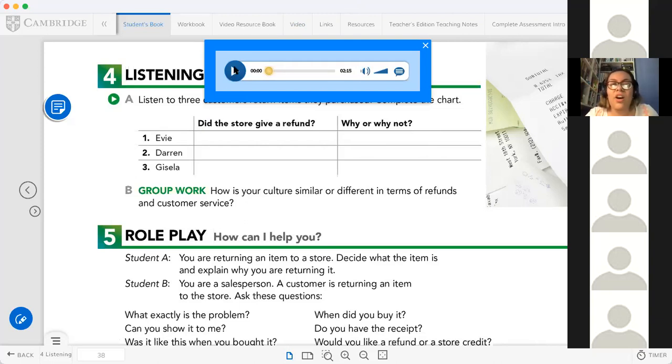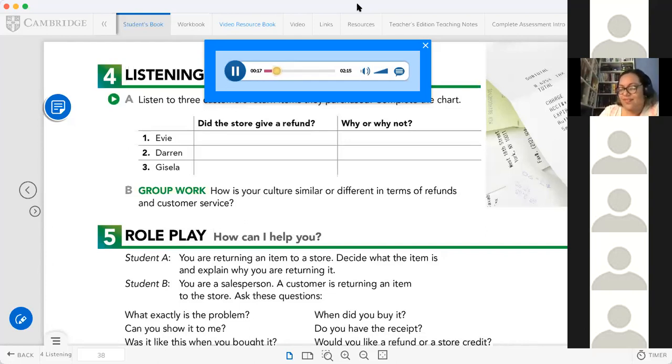Okay, there we go. Page 38. Exercise 4. Listening. I'd like a refund. Part A. Listen to 3 customers return items purchased. Complete the chart.